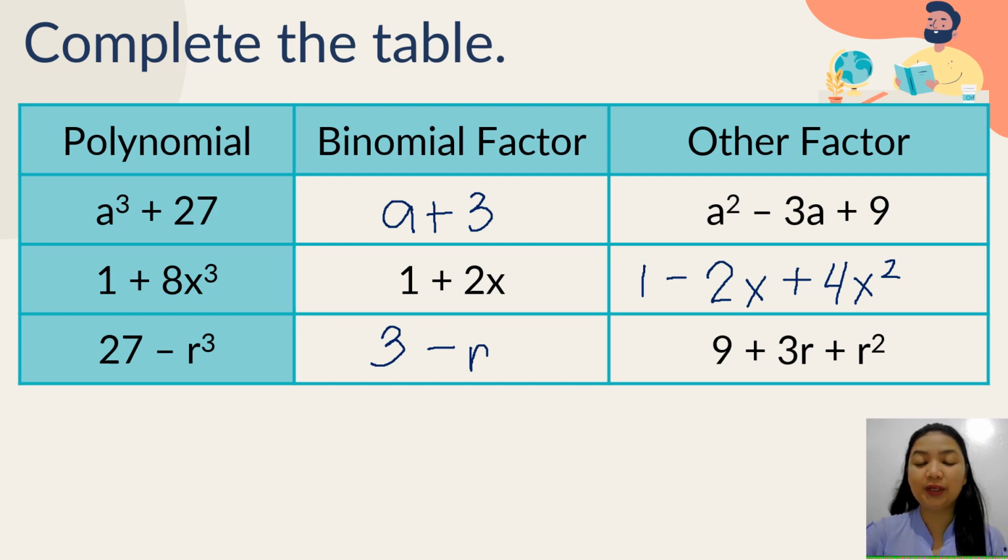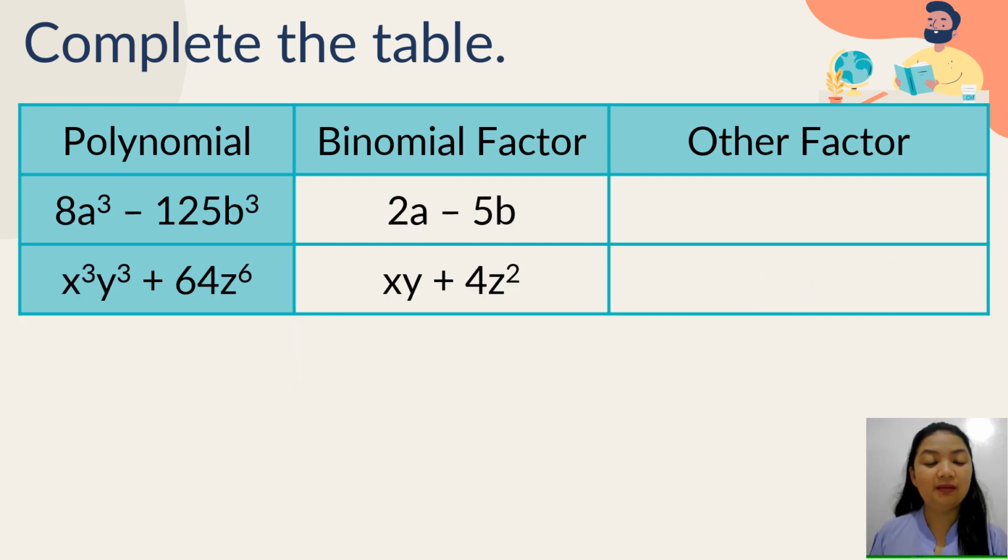Let's have a few more examples. I have here 8a cubed minus 125b cubed. So the binomial factor is 2a minus 5b. What is the other factor? To get the other factor, we simply square the first term, which is 2a. So that will become 4a squared. For the middle term, change the sign. So this must be positive. And then 2 times 5, that will give us 10.